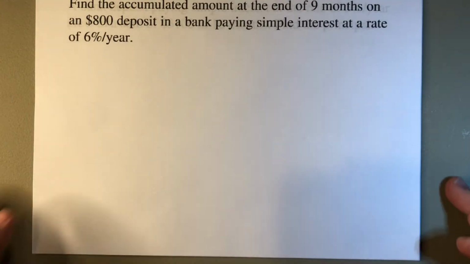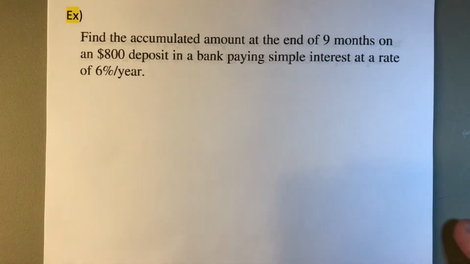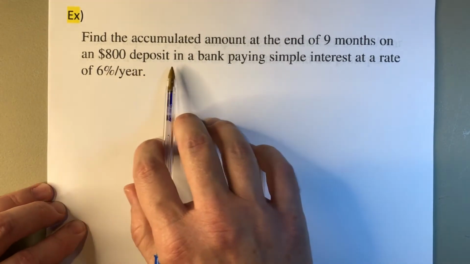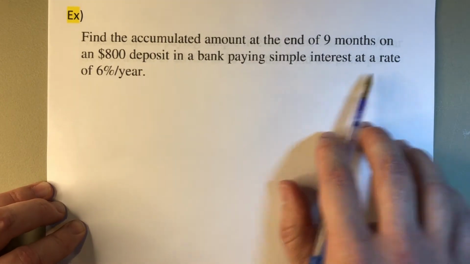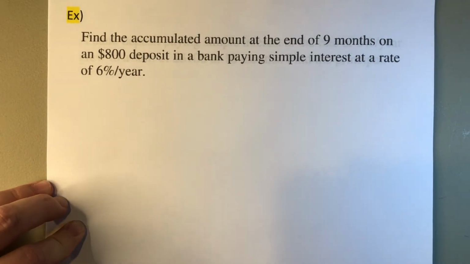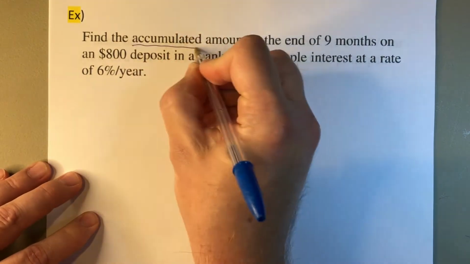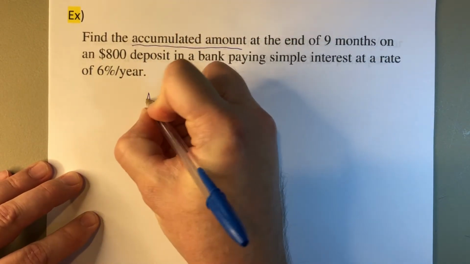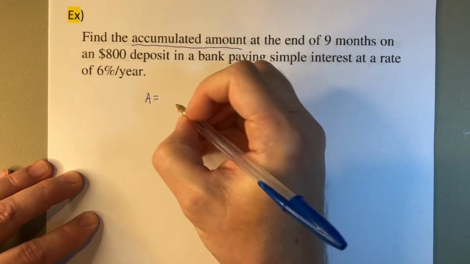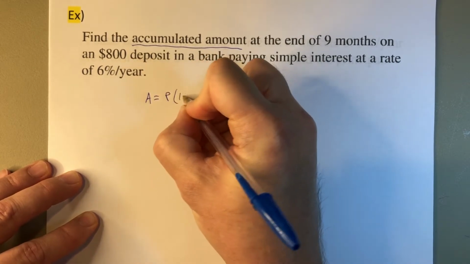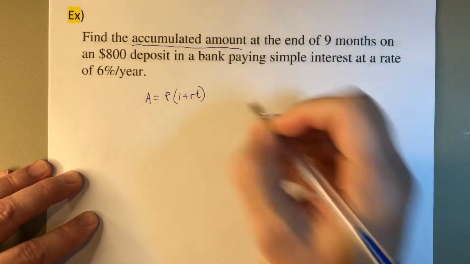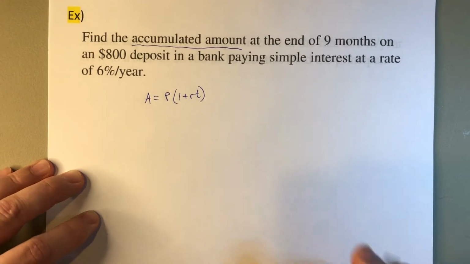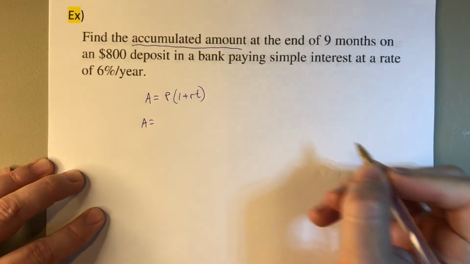So let's look at our first example. Find the accumulated amount at the end of 9 months on an $800 deposit in a bank paying simple interest at a rate of 6% per year. So we want to know the accumulated amount. So we use A equals P times 1 plus RT. That's our formula. And so you just plug in the numbers.